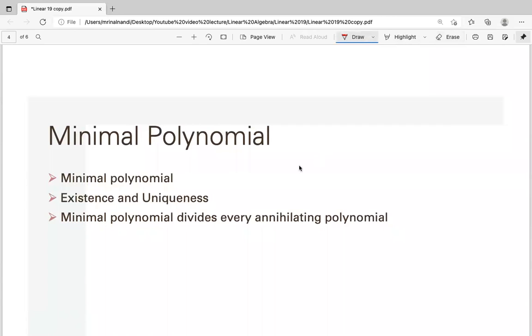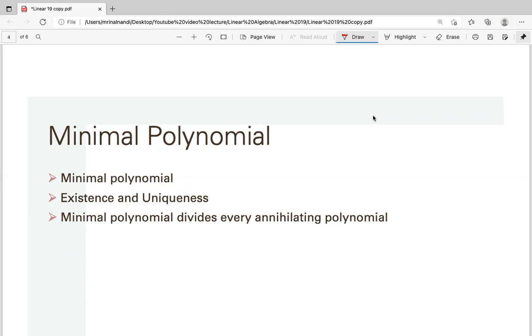That is called the minimal polynomial. So you collect all the polynomials which annihilate A or T. Now this is a non-empty set because we know there is a polynomial of degree at most n square which annihilates that A. So this set is non-empty. So take the minimum degree, and that minimum degree.